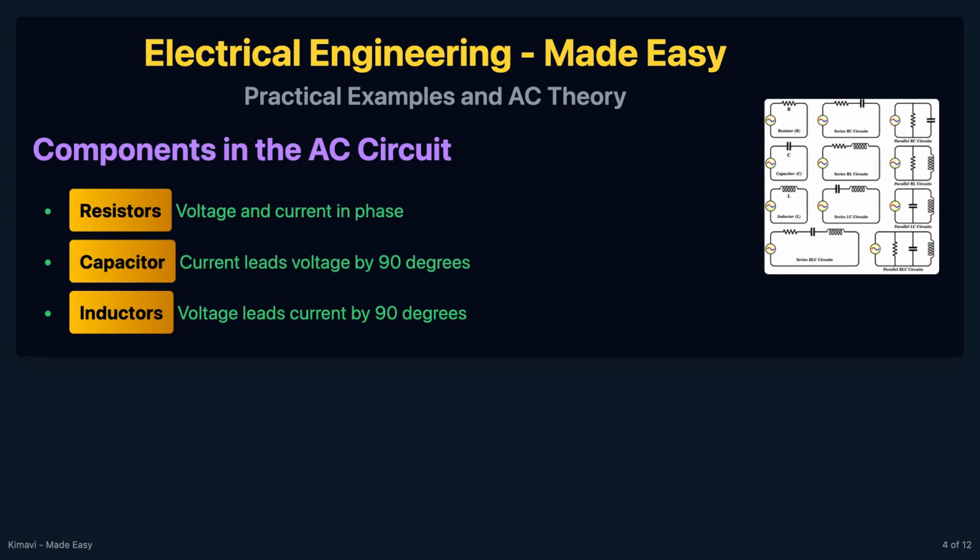In AC circuits, components such as resistors, capacitors, and inductors behave differently compared to DC circuits. In resistors, the voltage and current are in phase. In capacitors, the current leads the voltage by 90 degrees. In inductors, the voltage leads the current by 90 degrees.